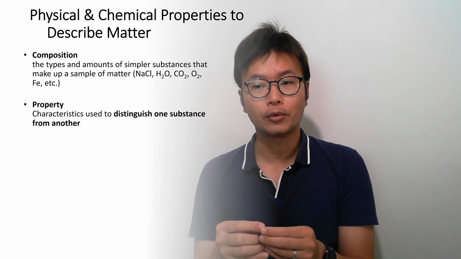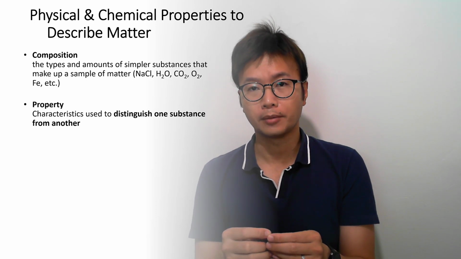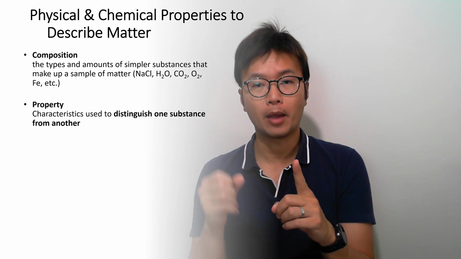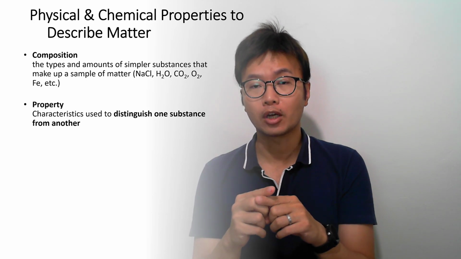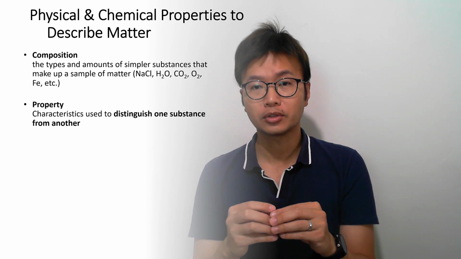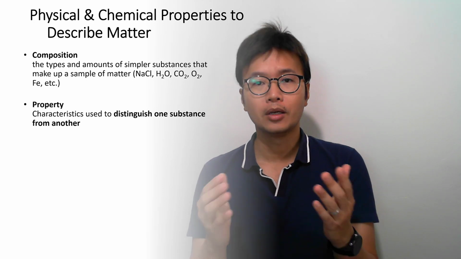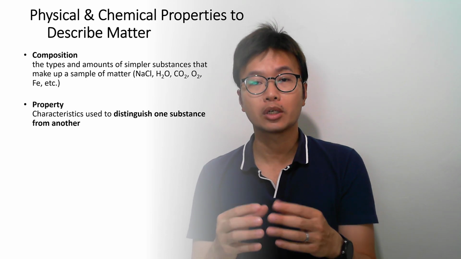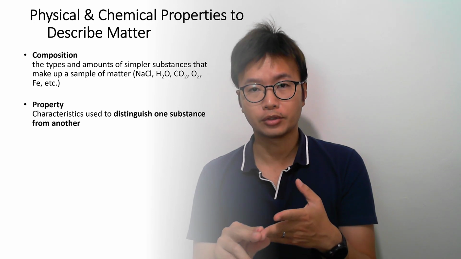For example, if we want to talk about table salt, NaCl, sodium chloride, that means we need to have one sodium atom and one chlorine atom. They combine together to form an ionic compound. So the composition of table salt will be NaCl, and the amount will be 1:1. What about water? Water is H2O. That will be the composition of water.